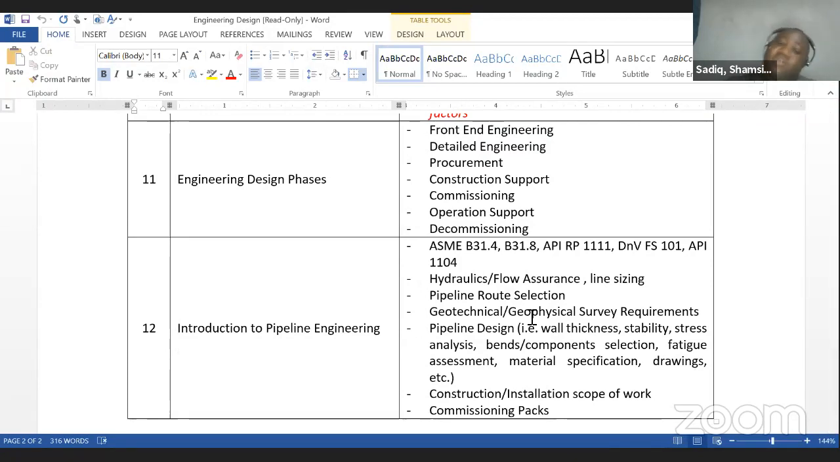But typically, if you want to design a pipeline, as part of the business decision, those who participated in the business decision, the engineers that represent the engineering team one way or the other, will have agreed on the flow assurance to size the line. After the line is sized, it is now left for you as a pipeline engineer to do hydraulics and flow assurance.